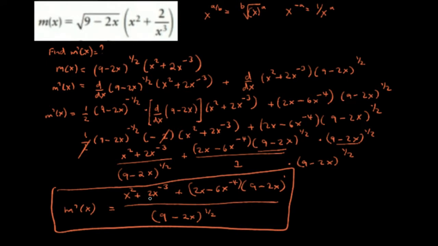If you did want to combine these any further, you could change 2x to the power negative 3 as 2 over x cubed, and 6x to the power negative 4 as 6 over x to the power 4. But beyond that, there really wouldn't be any point in this. You wouldn't be able to factorize it any further. So we'll just stop there.